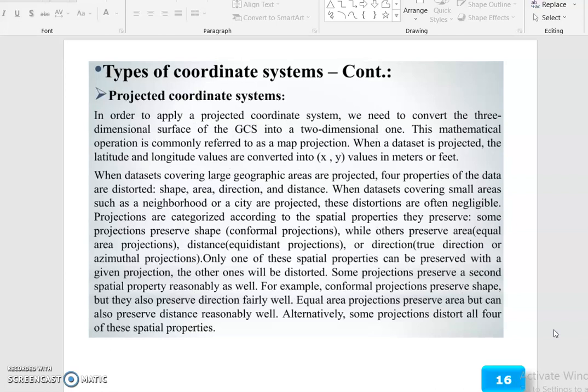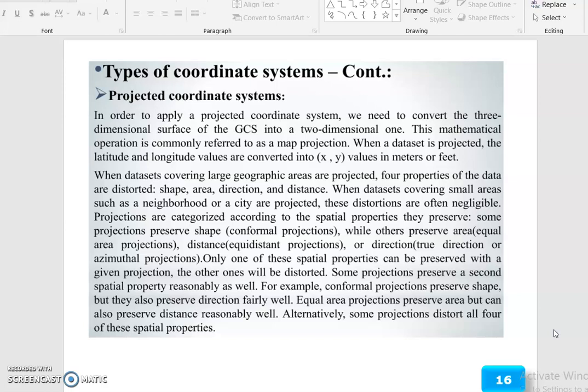So to apply a projected coordinate system, we need to convert the three-dimensional surface of the GCS into a two-dimensional one. This mathematical operation is commonly referred to as a map projection. When a data set is projected, the latitude and longitude values are converted into XY values in meters or feet. When datasets covering large geographic areas are projected, four properties of the data are destroyed: shape, area, direction, and distance. When datasets covering a small area such as a neighborhood or a city are projected, these distortions are often negligible.